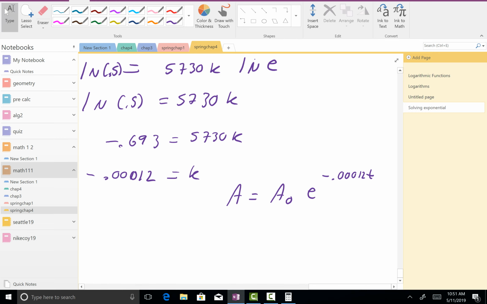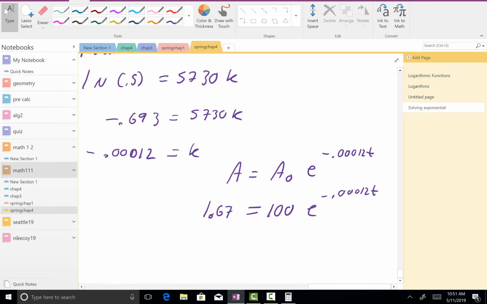Okay, so now it asks me back to the original question. It was 1.67% of its amount, so I'll put 1.67 here. Now that's a percentage, so I'm going to put 100 back here. And then it's the same thing that we just did, except now instead of figuring out what k is, I'm going to figure out what t is. So divide, divide, and then take the natural log.